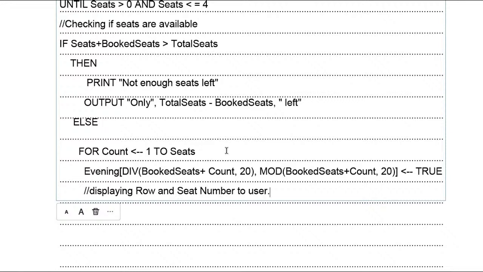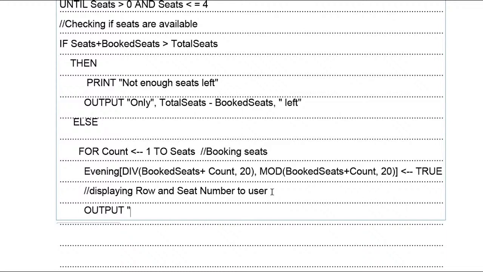Over here we can also write a comment: booking seats or making a booking. How to do that? Simply output or print the row number, comma, and then we are going to apply the same logic, div booked seats plus count, comma, 20.